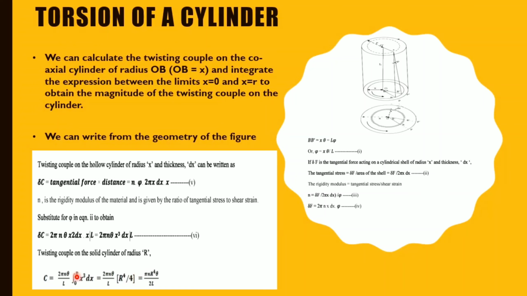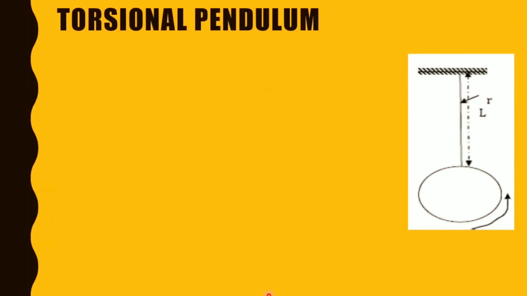As we are integrating from 0 to r, x changes to r, so r to the power 4 by 4, and hence we get our c is equal to pi n r to the power 4 theta by 2L, and this c will be used in a torsional pendulum, which is our upcoming topic.